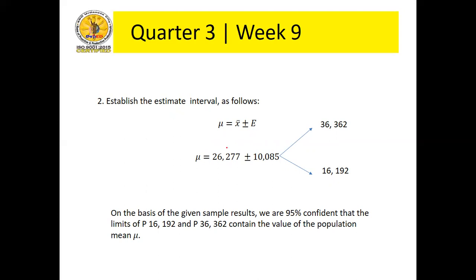The mean repair equals the sample mean plus and minus the margin of error. Using this equation, we have the sample mean from the given, 26,277, plus or minus 10,085, the computed E. If you subtract, it will give you 16,192. And if you add, we get 36,362.